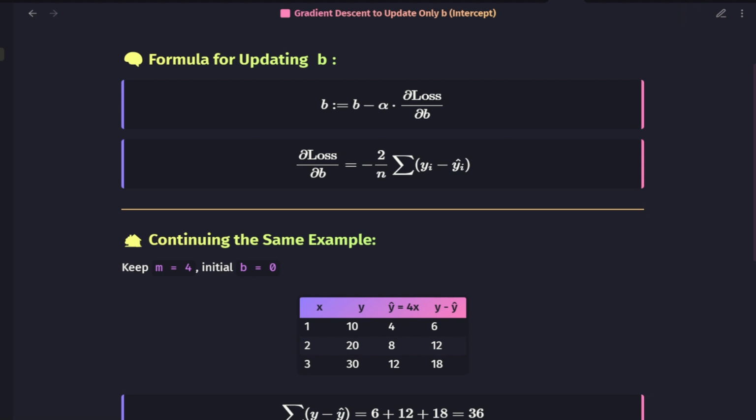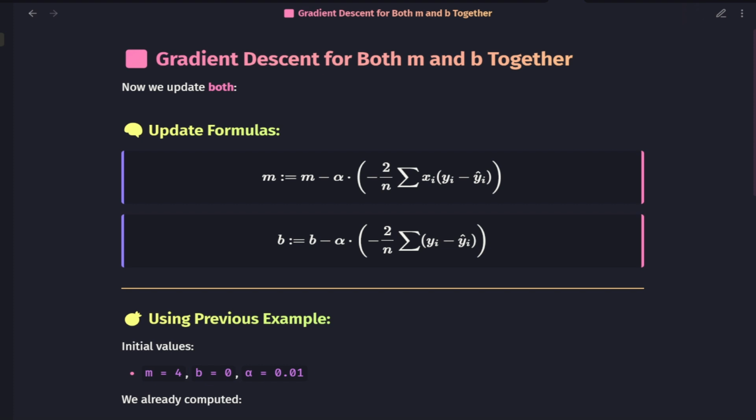Now let's move to our next topic, gradient descent for both m and b together. Now that we have seen how gradient descent updates m and b individually, let's understand what happens when we update both together, which is how it's done in real model training. We are still working with our simple linear equation y hat is equal to mx plus b. To improve predictions, we want to find the best values for both m and b that minimize the error. We use two update formulas at once.